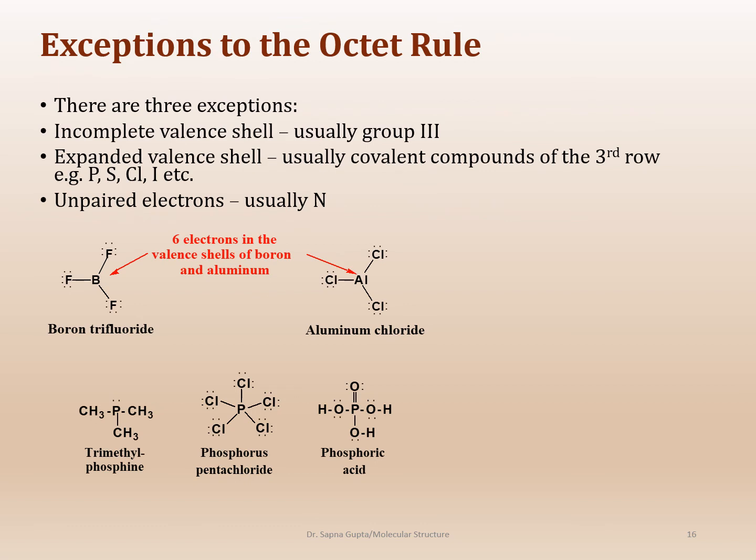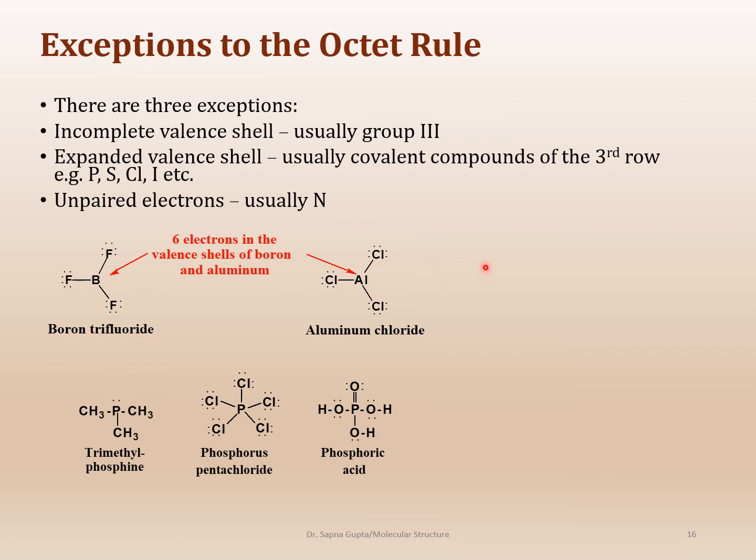As we talked about in the beginning about bonding, bonding is supposed to lead to stability. And stability for most elements means the octet rule, which means that you should have 8 electrons in the valence shell. There are 3 exceptions to the octet rule. One is an incomplete valence shell. The second is an expanded valence shell. And the last is unpaired electrons. So more electrons, less electrons, and a single electron.